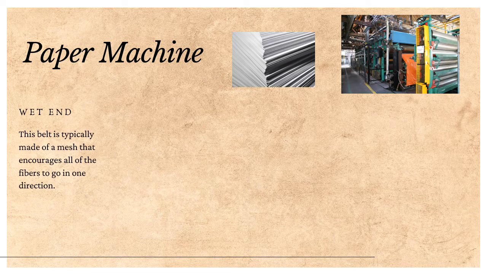In the wet end, pulp is mixed with water as well as additional fillers and additives and then pumped onto a belt. This belt is typically made of a mesh that encourages all of the fibers to go in one direction. This section of the paper making machine has at least one roller to push the fibers onto the belt to help make sure that the paper grain goes in the right direction.